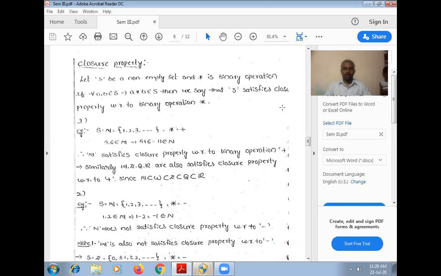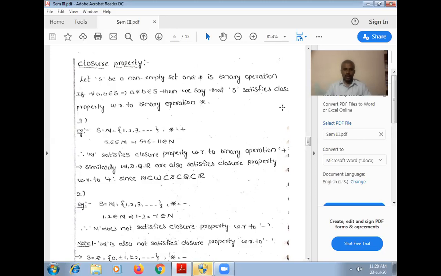So now here N satisfies closure property with respect to the binary operation plus. Similarly W, Z, Q, R also satisfy closure property with respect to plus, because N is a subset of W, and W is a subset of Z. So Z is a subset of Q, and Q is a subset of R. So that's why W, Z, Q, R also satisfy closure property with respect to plus.